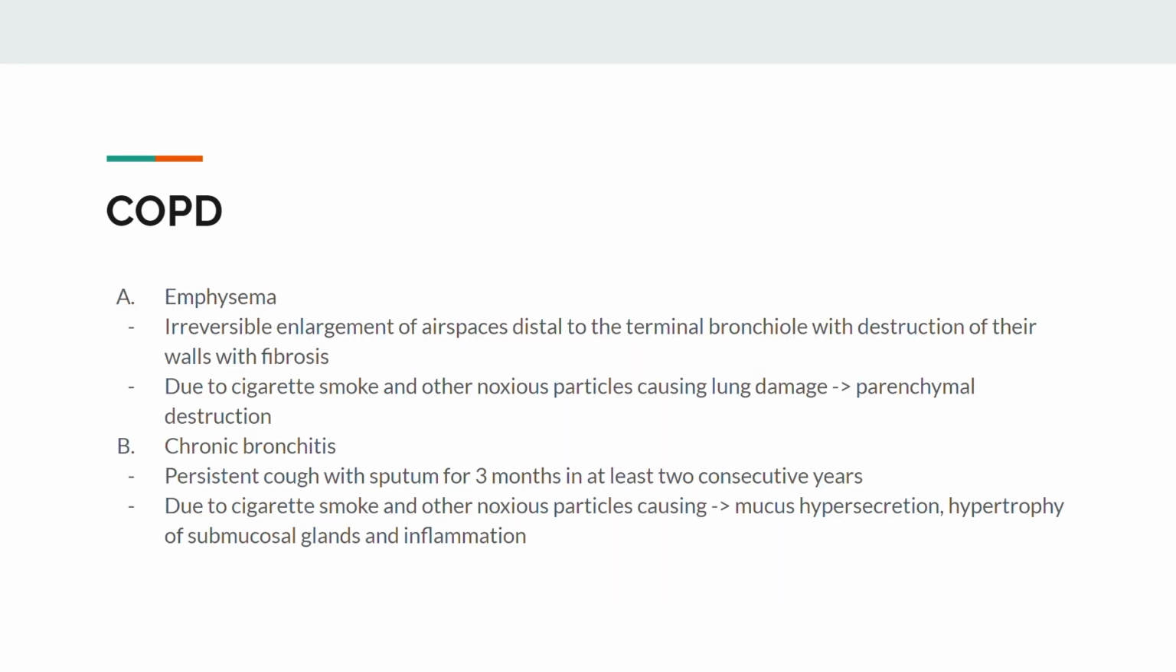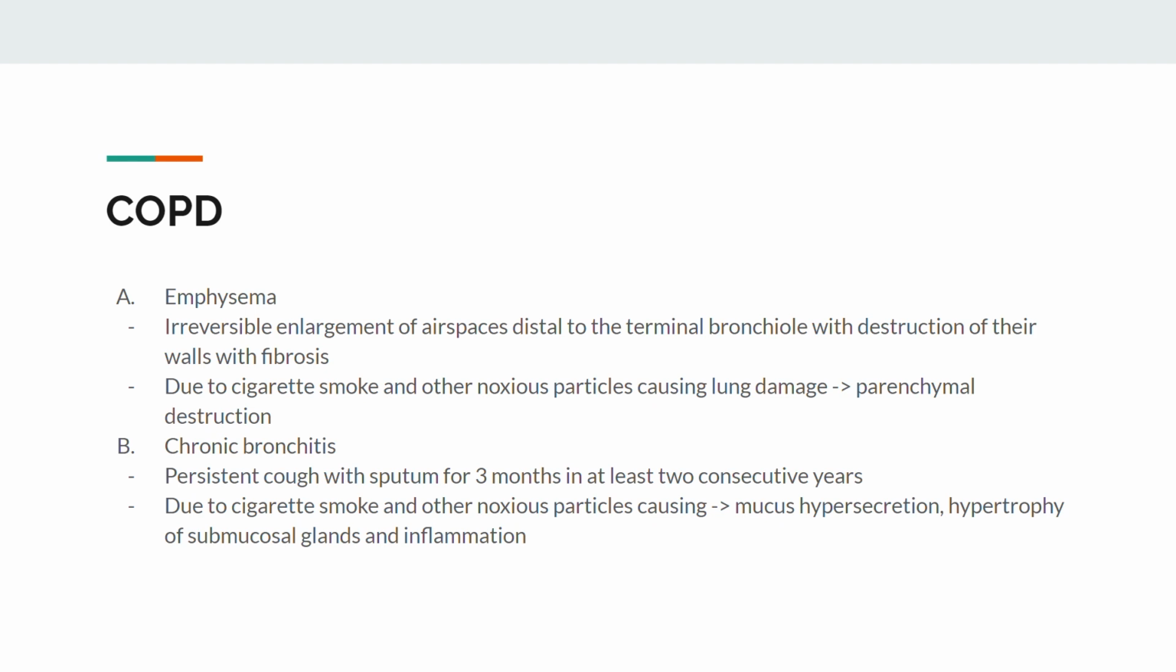So this is pretty much a slide saying what I've just said. Emphysema is the irreversible enlargement of air spaces distal to the terminal bronchiole with destruction of the walls due to fibrosis. And it's mostly due to cigarette smoking and other noxious particles. Essentially, the key here is you get parenchymal destruction of the airway.